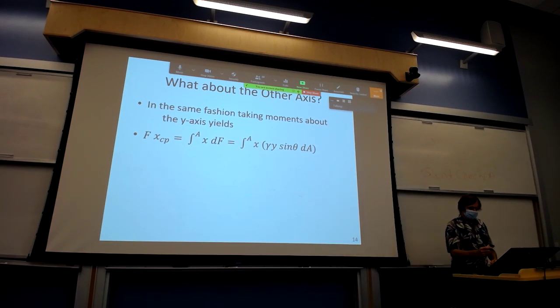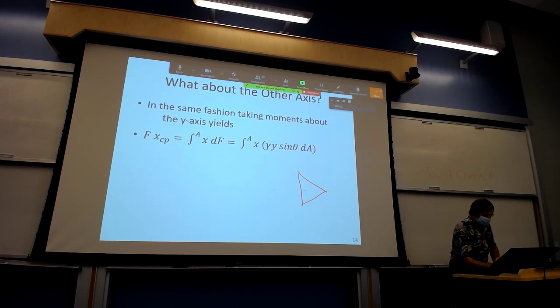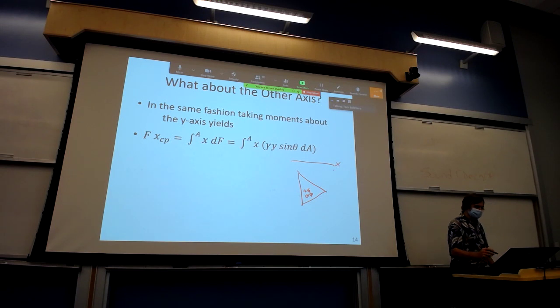If we're looking at an object, let's say this is our object, and let's say it's vertical. So it's this odd triangular gate and it's vertical. Let's say that the center of area G is here. The center of pressure might be over here. Before we took moments about the x-axis, now what we're going to do is take moments about the y-axis.